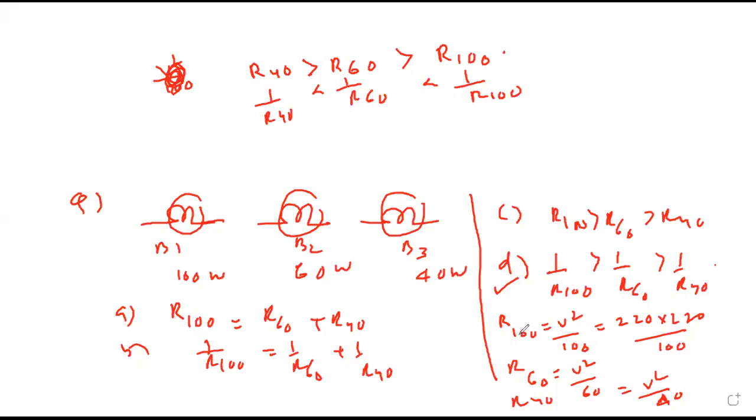V square upon 100 is R 100, equal to, this is 1 upon. So if we take the reciprocal we will get equal. A reciprocal will be 100 upon 220. But that is not equal to 60 upon 220. 1 upon 220 common, plus 40, 100. I got what you are saying. 1 upon R 100 will become 100 upon V square. And this will become 60 upon V square plus 40 upon V square. So when you add, you get R 100 equals to 1 upon what? What is R value we are getting?